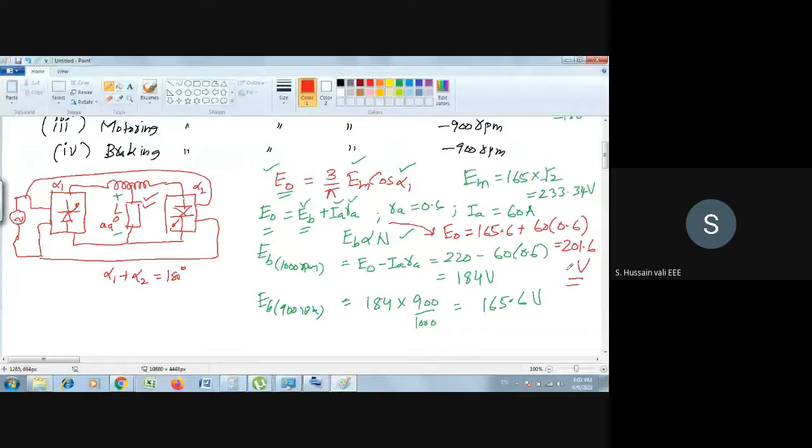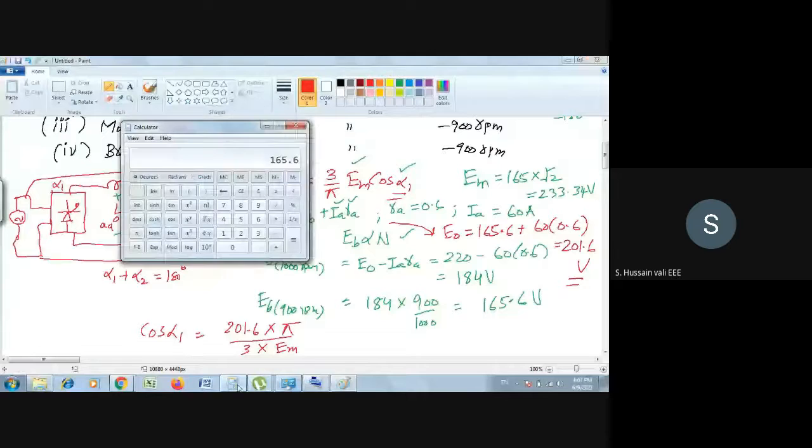Then what's next now? E naught we know, and EM also we know. Then we can easily find cos alpha 1. Cos alpha 1 is equal to E naught, 201.6, into pi, divided by 3 into EM. EM value is 233.2. So we'll see now, 201.6 multiplied with 0.9.